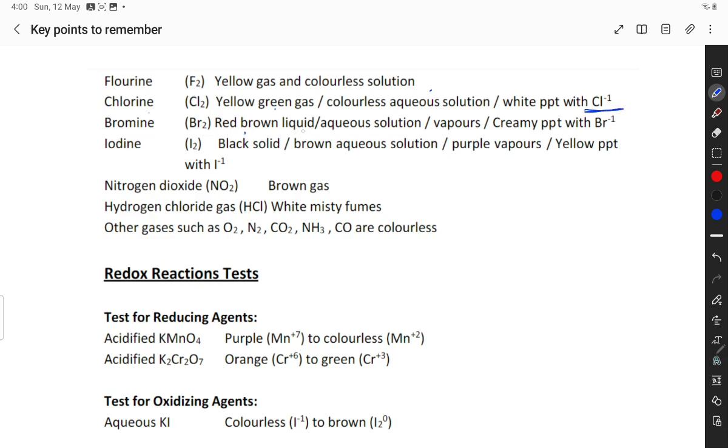Bromine is a red brown liquid, red brown in liquid or aqueous solution or in vapor form. It forms a creamy precipitate with bromide ion. AgBr is a creamy precipitate. AgCl is a white precipitate. AgI, silver iodide, is a yellow precipitate. Iodine is a black solid, brown in solution. Iodine vapor, the gaseous form, is purple vapors, and iodide ion with silver forms a yellow precipitate.